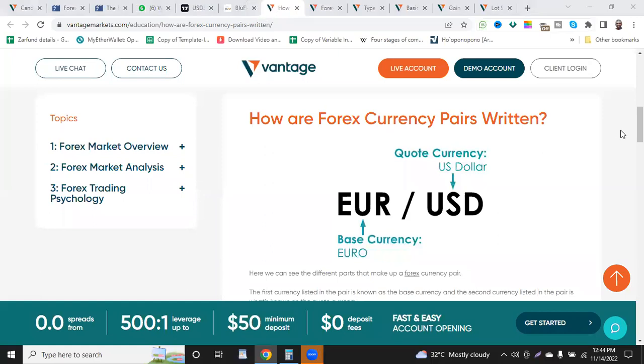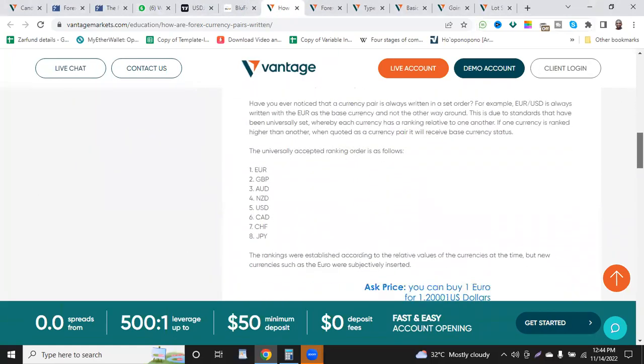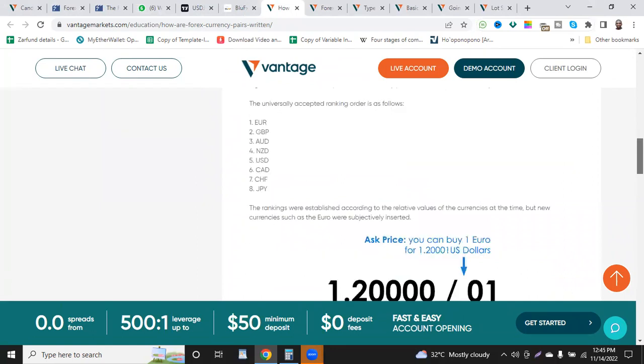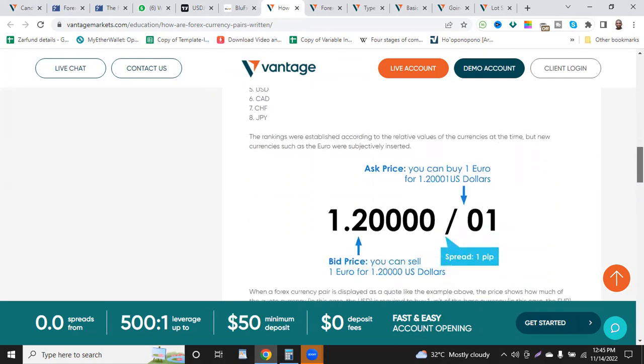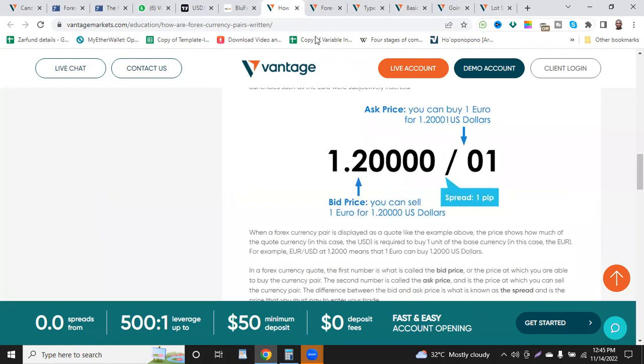Okay, so that's what we're saying here. We talked about this the other day. These are the major currencies: the euro, the GBP, the AUD, NZD, USD, CAD, CHF, JPY. These are the major currencies in the world.